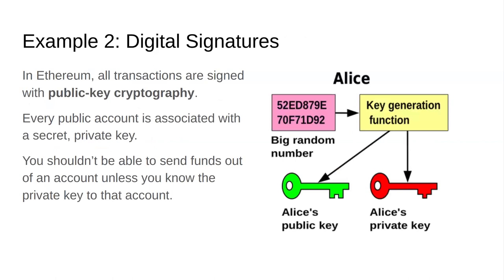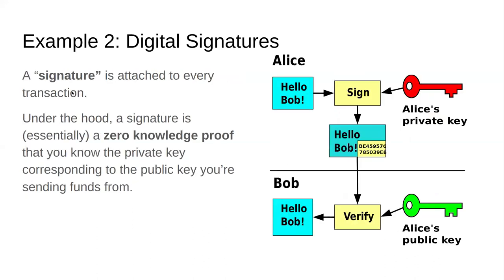Okay, so another example of zero knowledge is in digital signatures. In Ethereum, all transactions are signed with public key cryptography. Every public account is associated with a secret private key. So you shouldn't be able to send funds out of an account unless you know the private key of that account. Your ability to send funds out of that account is basically a proof that you know the private key. A signature is attached to every transaction. Under the hood, a signature is essentially a zero-knowledge proof that you know the private key corresponding to the public key you are sending the funds from.